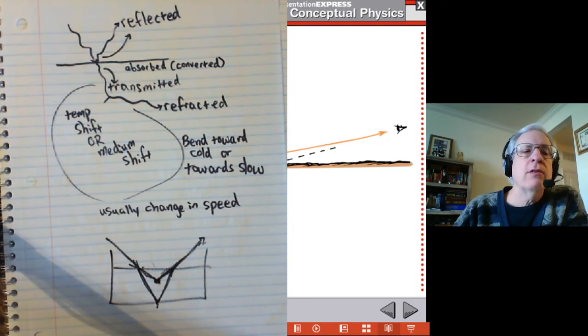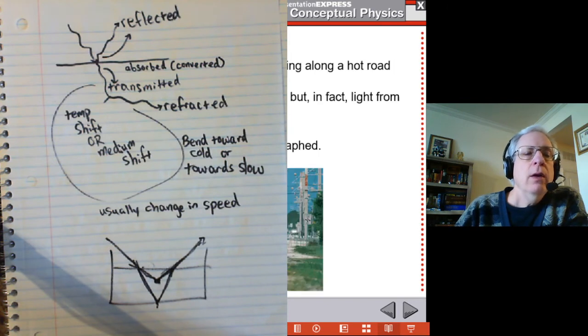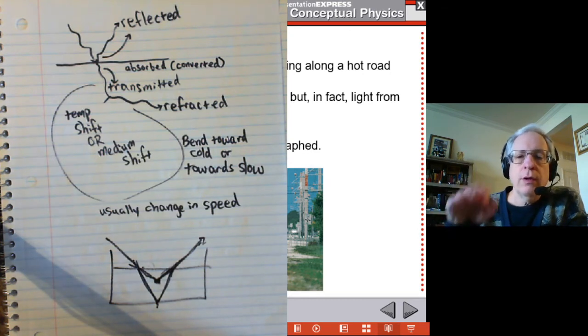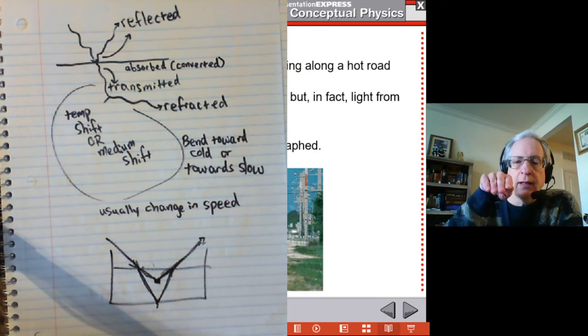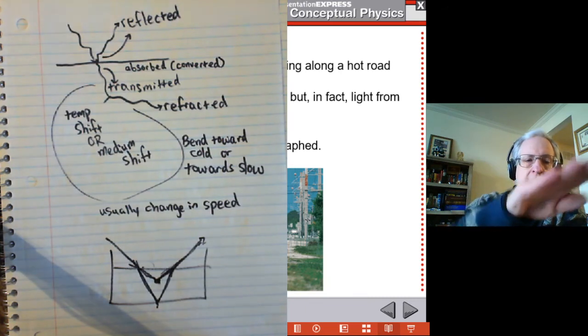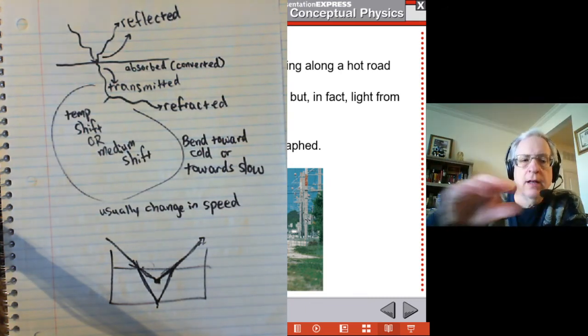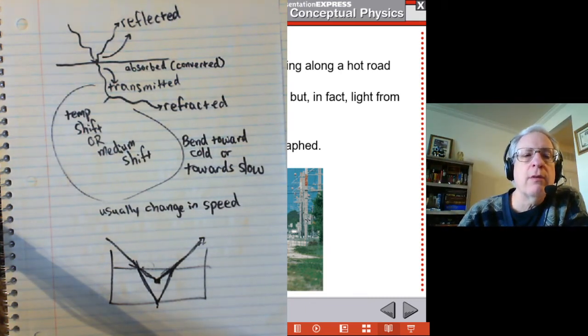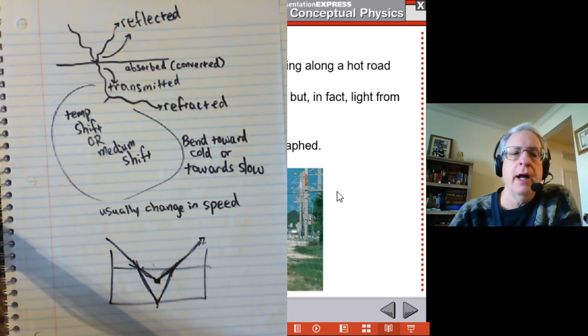This is the same reason why it looks like the roads are wet. You're actually seeing the sky in the road. So you look towards the road, but because the light has been bent by the temperature changes, your eyes actually bend up and see reflections. And if you look at this image, you can see the reflection of the car there. And where there's no vehicle, you're actually bending around and seeing all the way up to the sky. And that's why you get these mirages on hot roads.